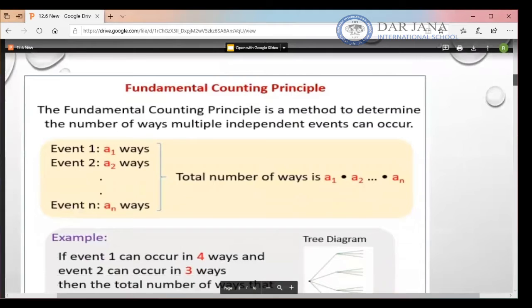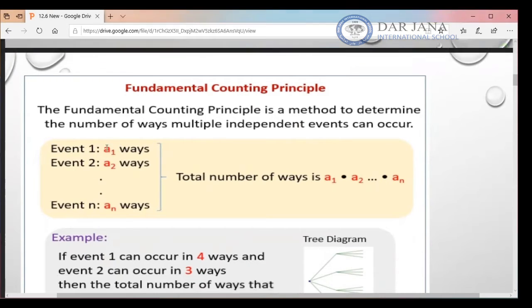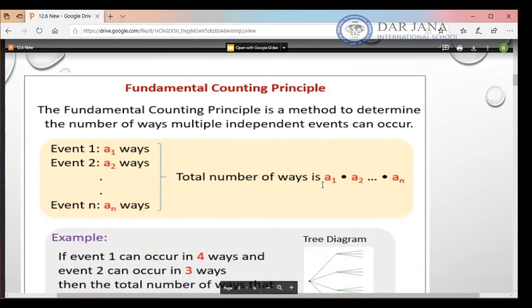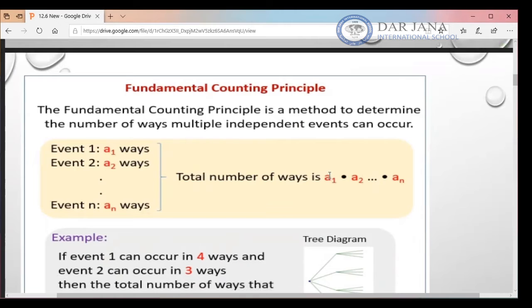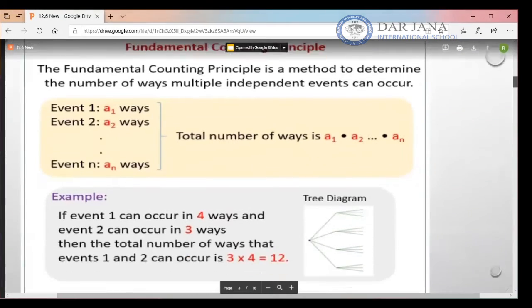Now, this is the rule. The fundamental counting principle is a method to determine the number of ways multiple independent events can occur. If you have many events, and for every event you have A1 ways, A2 ways, and AN ways, the total number of ways will be multiplying how many options or choices you have for each event, which is A1 times A2 times A3, and you keep on continuing.